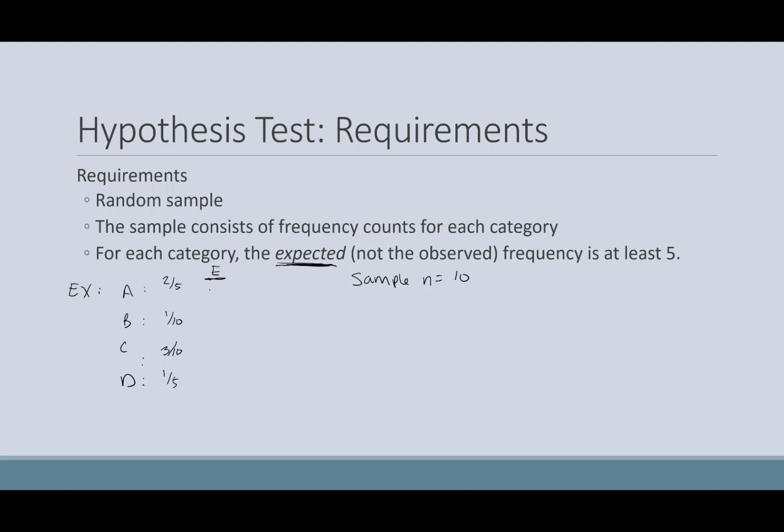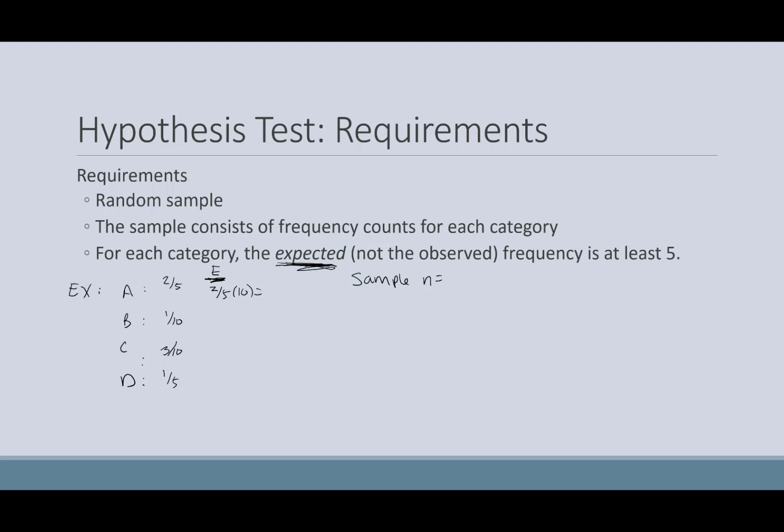Well, in order to figure out my expected value, I would take 2/5 of 10, because 2/5 of my 10 items should go to category A. Well, when I do 2/5 of 10, I end up getting 4. So I would expect that 4 out of my 10 would be in category A. Well, right there, we've actually already violated this last requirement that says for each category, the expected frequency is at least 5. So we would not necessarily want to continue if our sample size was only 10.